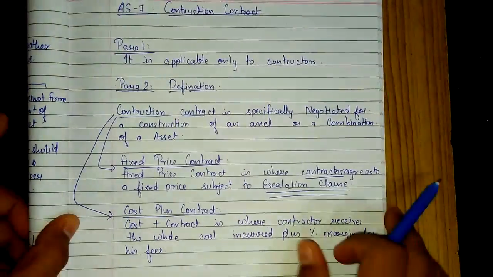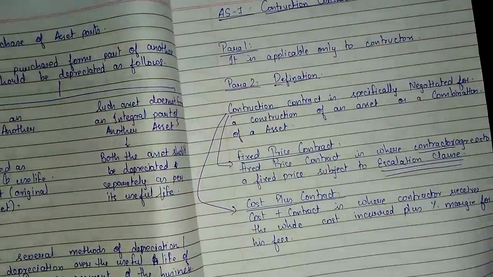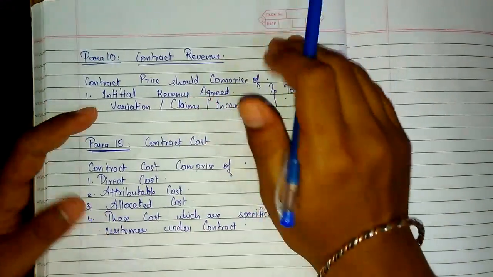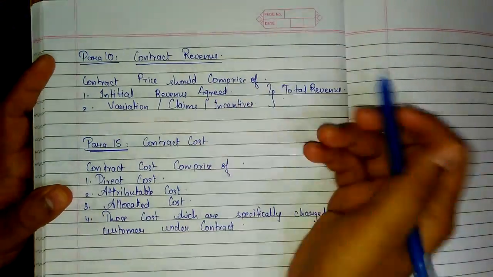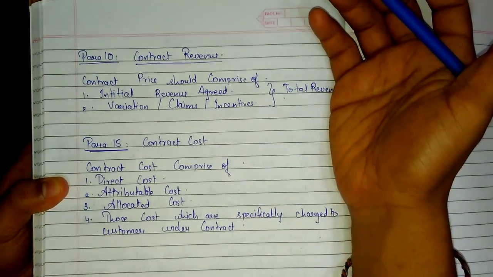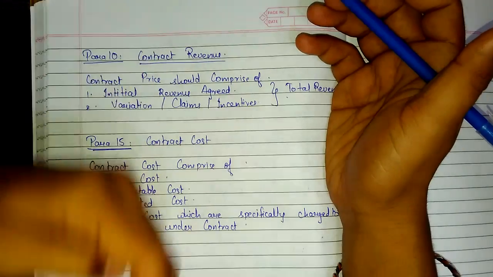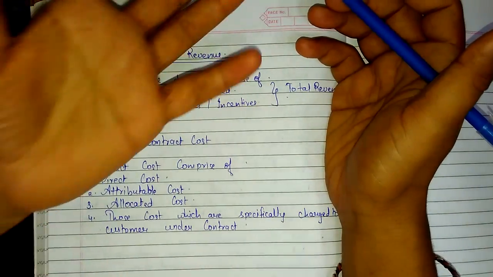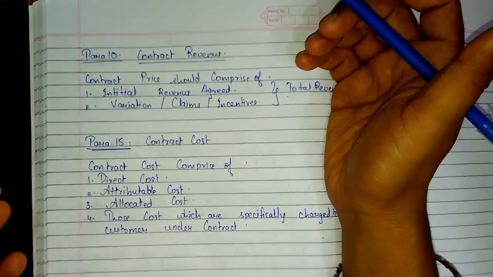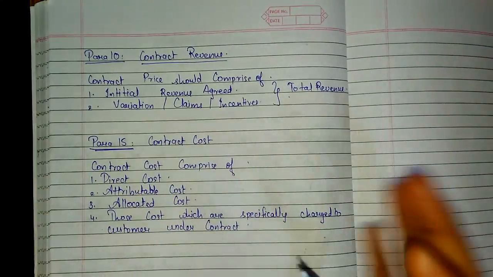Okay, I'll have copied this much. Let's move on to the next para, that is para 10, contract revenue. What does contract revenue mean? When you have taken a construction contract, there may be contract revenue, that means the income that you have earned, and there might be contract cost, the expense you have made. Okay, so how to account for that?